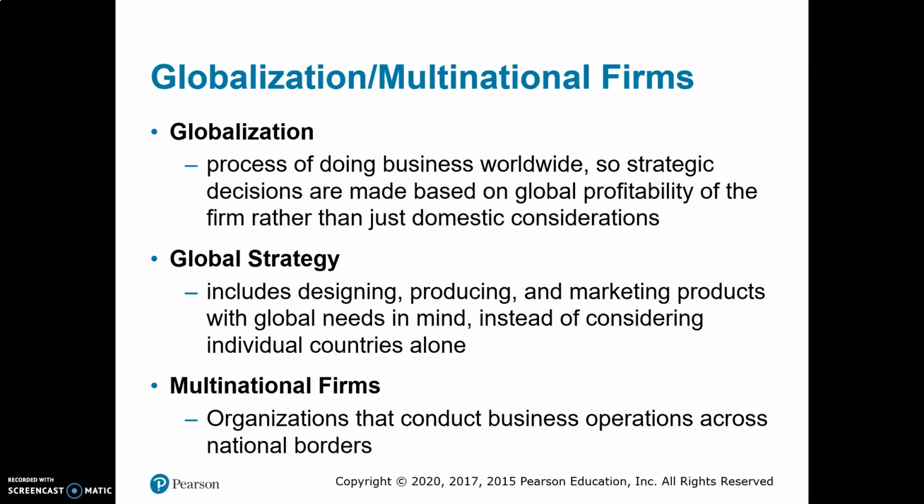Localization looks at adapting our products and services. So, for example, in the United States, you would go to McDonald's and buy a hamburger. But if you went to India, they would not sell hamburgers because most of the people do not eat beef, because cows are a sacred animal. So you would have more chicken products or vegetarian offerings. Multinational firms are firms that conduct business operations across national borders, so in different countries.